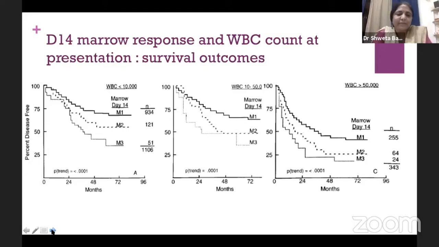M1 marrow is less than 5% blast, M2 marrow is 5% to 25% blast, and M3 is more than 25% blast. So those patients who had M1 marrow, that is less than 5% blast, and WBC count of less than 10,000, they do best, while the patients who had WBC count of more than 50,000 and M3 marrow do the worst, while other patients are intermediate risk, and we look further at how their treatment or their risk stratification can be further refined.